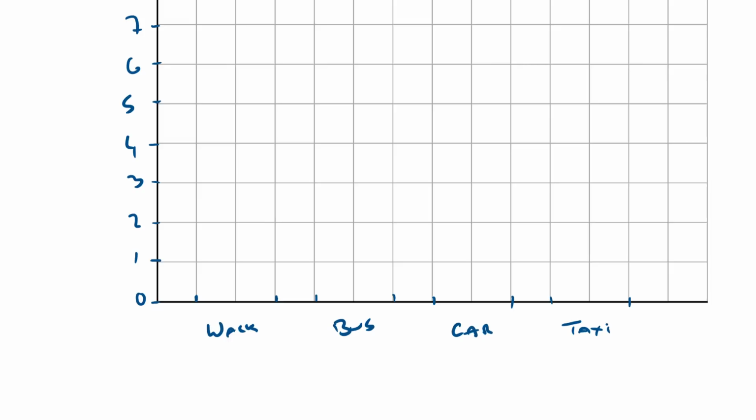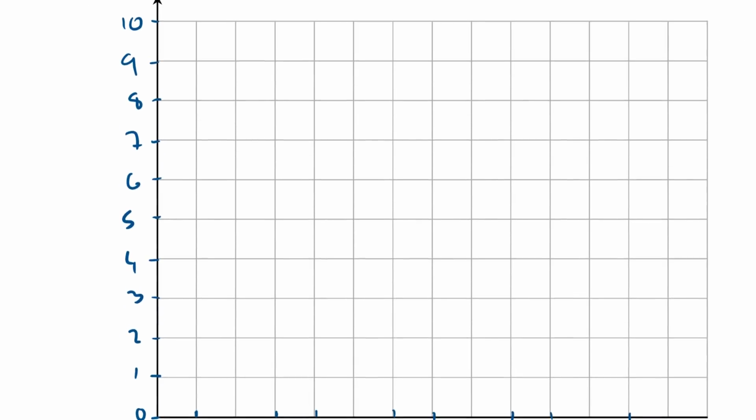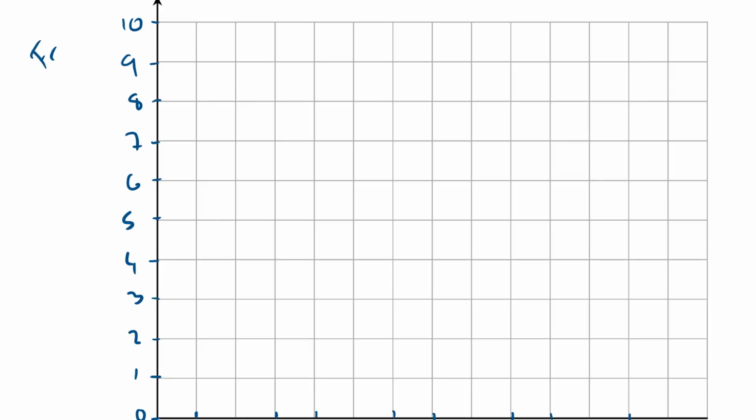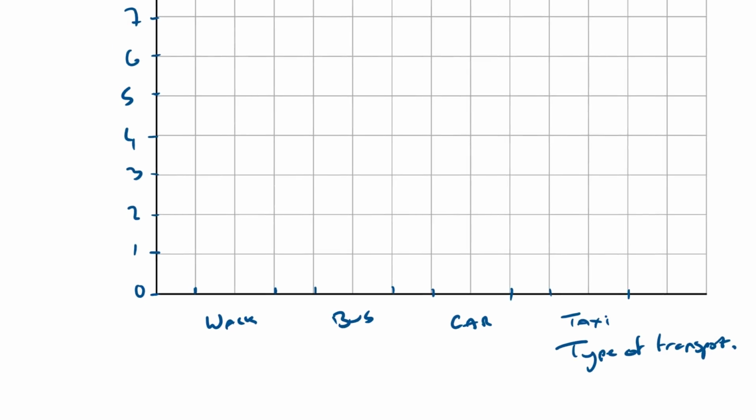Okay. So then let's just label those axes. So this is going to be frequency up the side. And along the bottom, this is type of transport, isn't it? So just labeling my axes, come up with a suitable title for those.